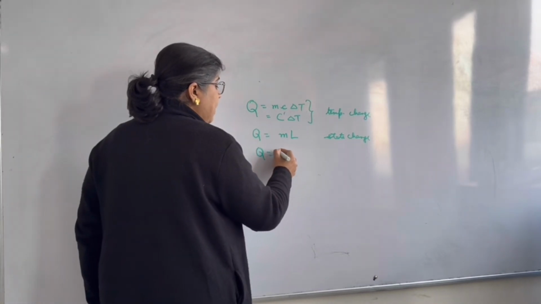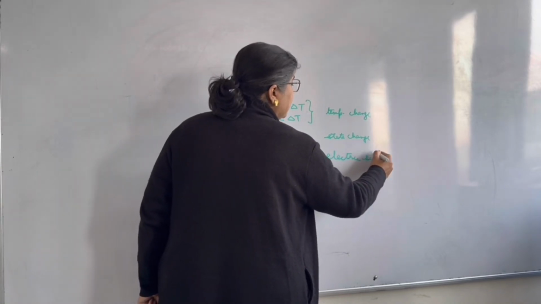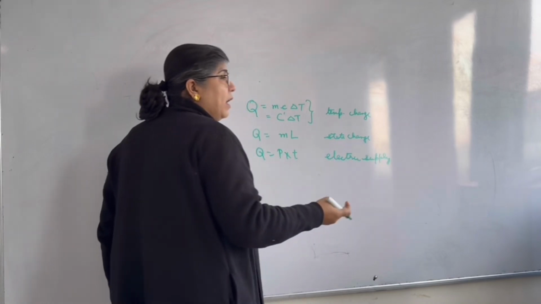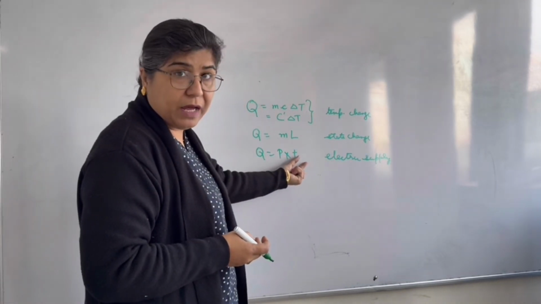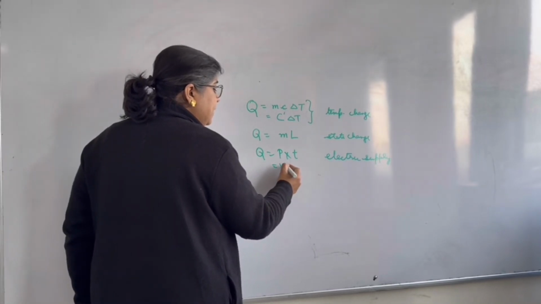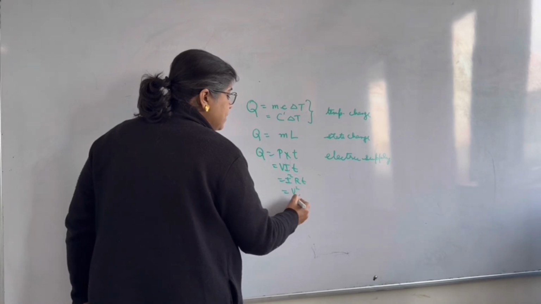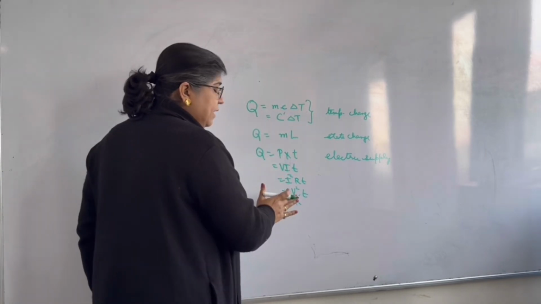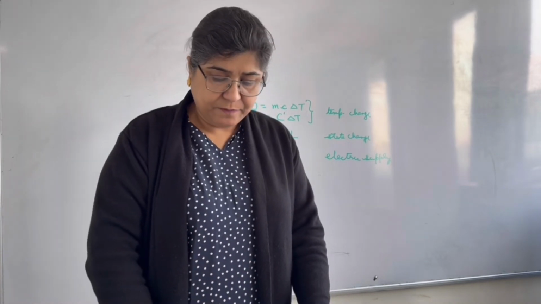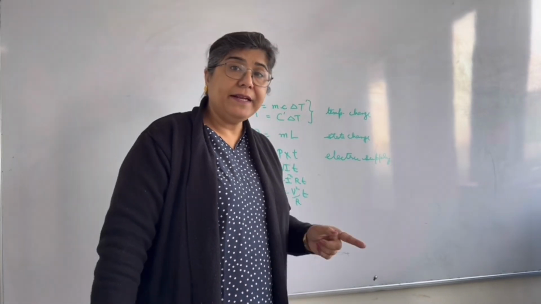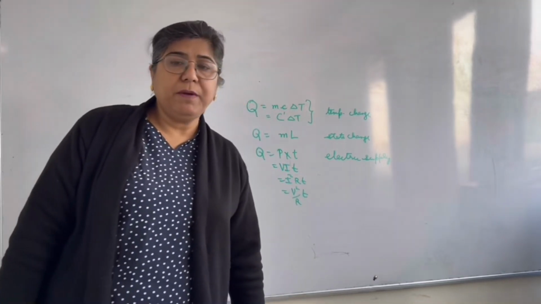You will use power into time if you have any electric supply. You have an electric kettle, a heater or anything, then you use electric power into time, which can be written as VIt or I²Rt or V²t/R. So these are the formulae which we will be using for various heats in calorimetry, right?